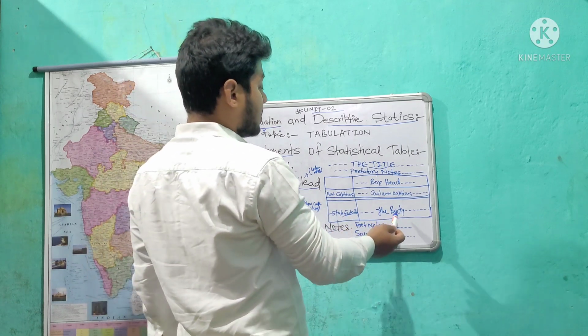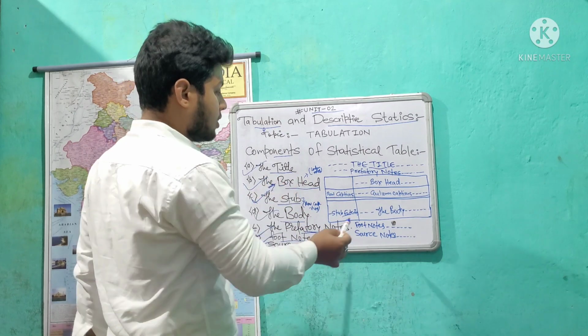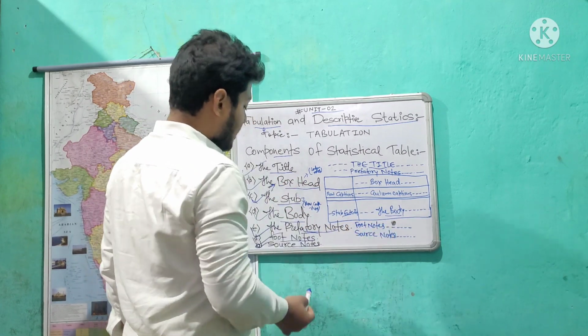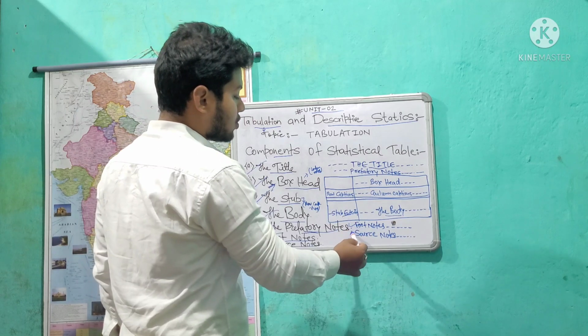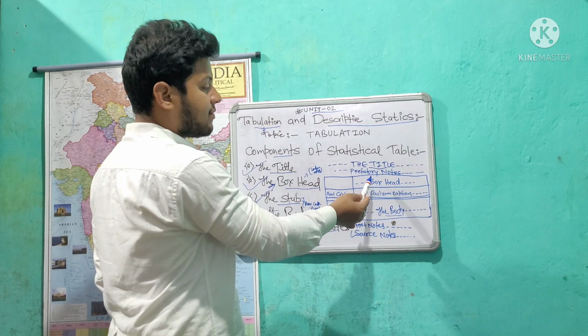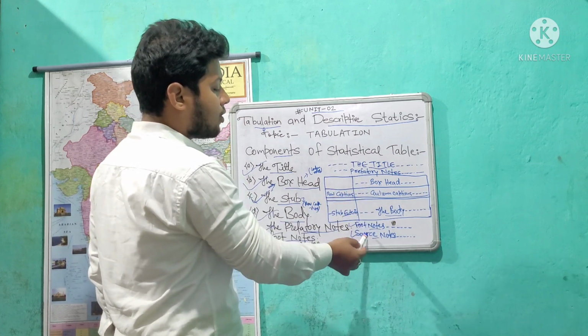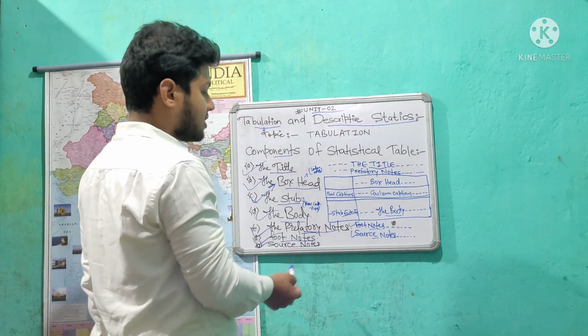Now the last is the body. What is written there? The main body part. Whatever the topic is should go there. So the body should be written here. And finally the footnotes and source note should be written below the box, just as we write the title and the prefatory notes above the box. Like that we write footnotes and source note just below the statistical box.